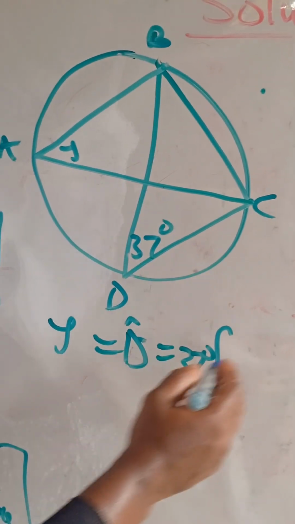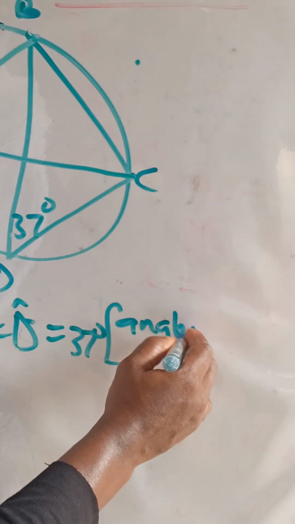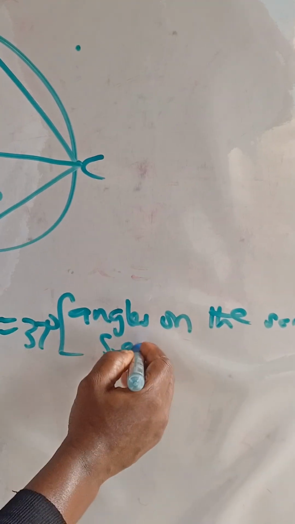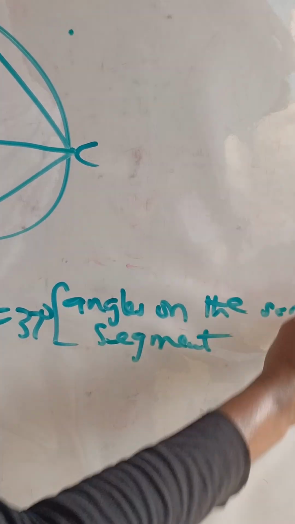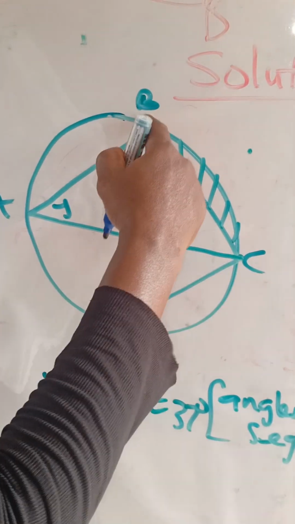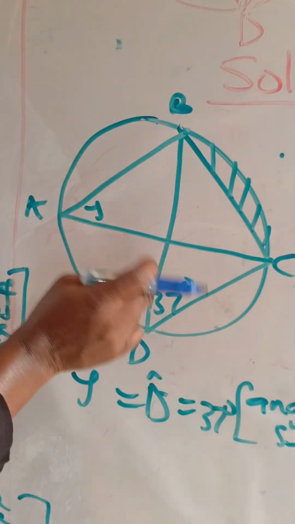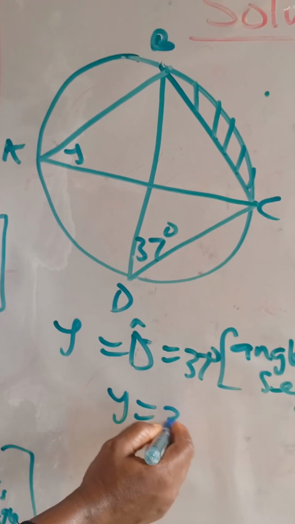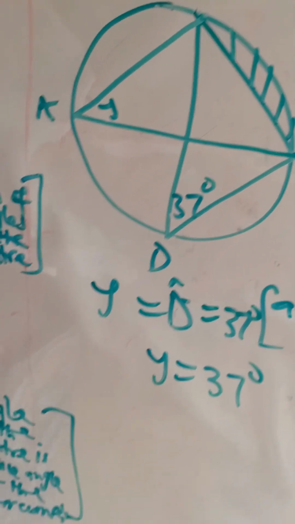So why are they equal to each other? Angles on the same segment. You know, the whole of this place is a segment. It is made up of a chord and an arc. So the two angles are resting on it. So therefore, they must be equal to each other. So that's how we got our Y to be 37.